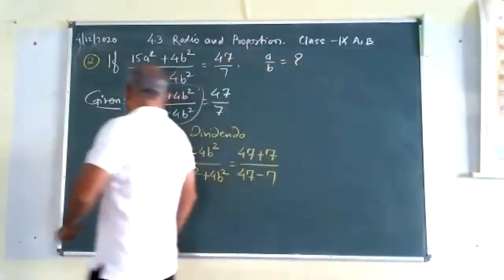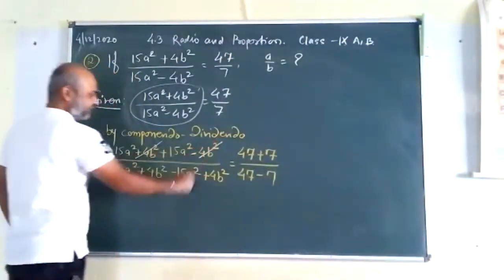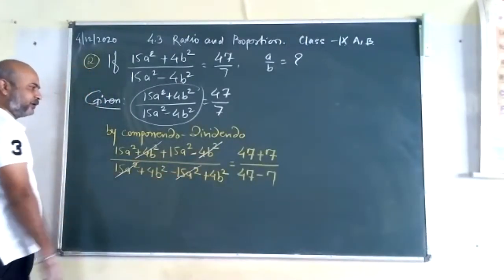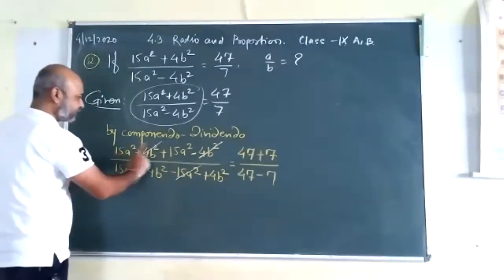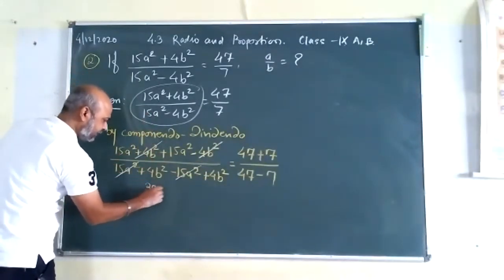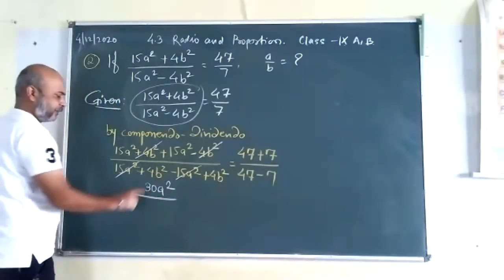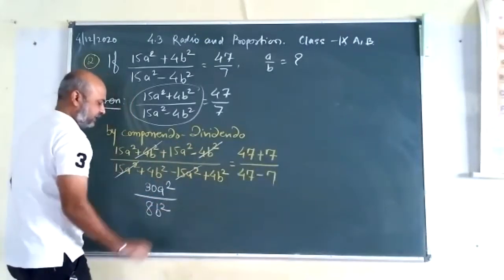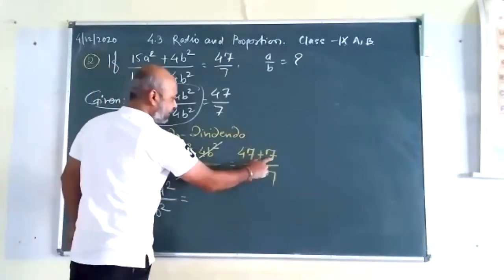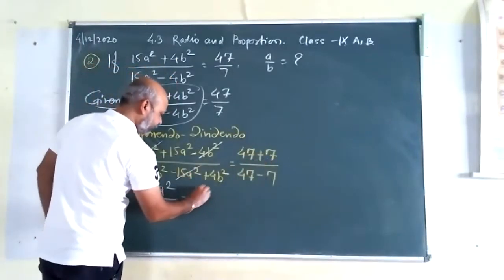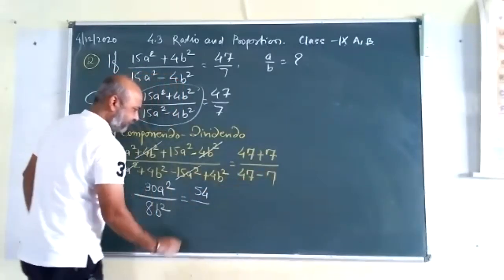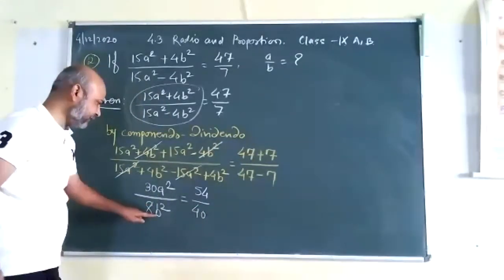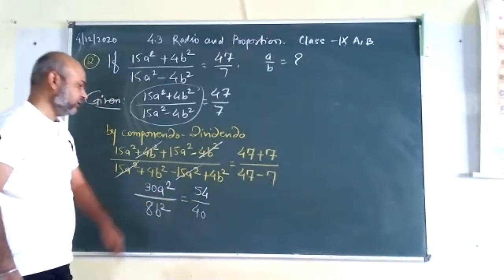Now you will see that plus 4B square and minus 4B square will cancel out, and here minus 15A square plus 15A square will be cancelled out. So you get 15A square plus 15A square, you get 30A square, and divided by 4B square plus 4B square, you will get 8B square, and this is equal to 47 plus 7, 54, 47 minus 7, 40. So 30A square upon 8B square is equal to 54 upon 40.